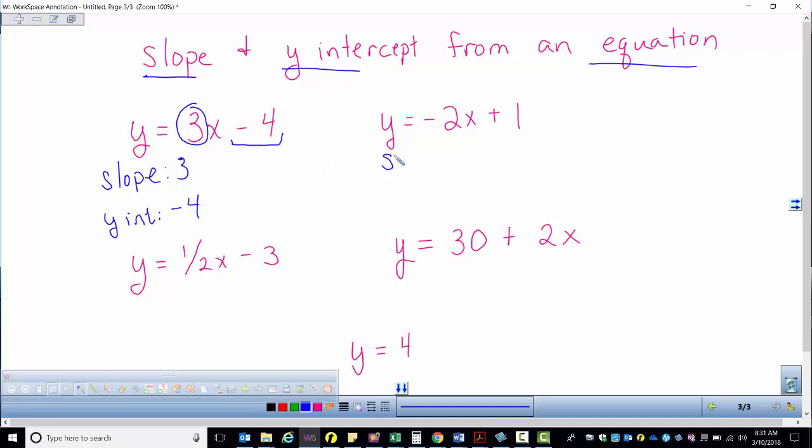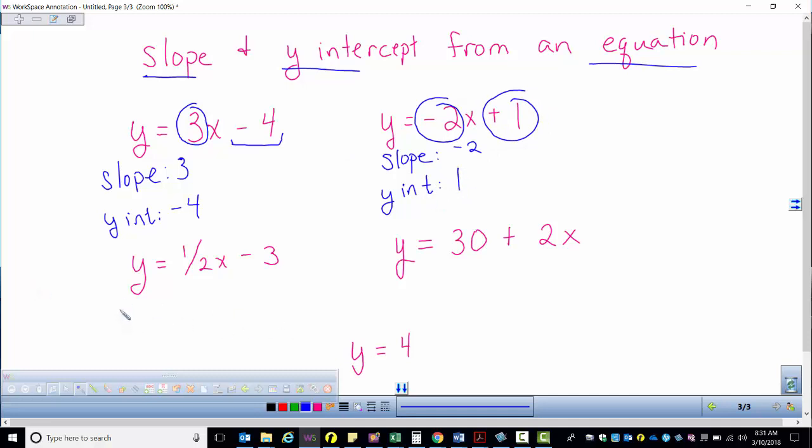So the next one, our slope is our coefficient of x. So it is negative 2. And our y-intercept is our starting point, which is 1.